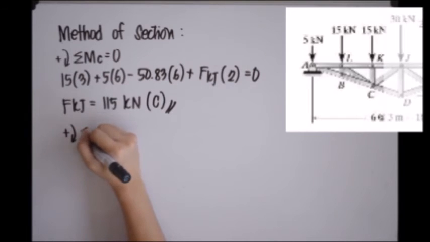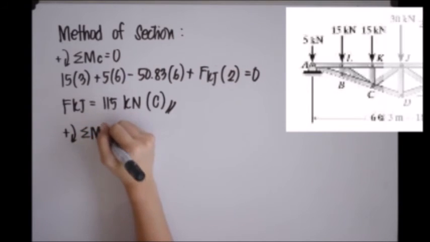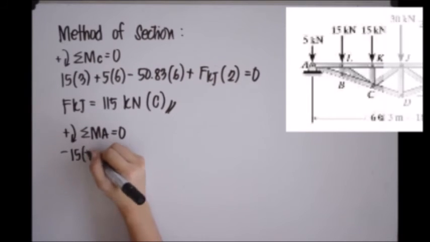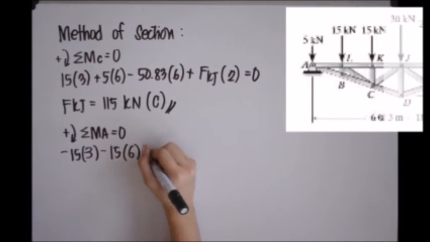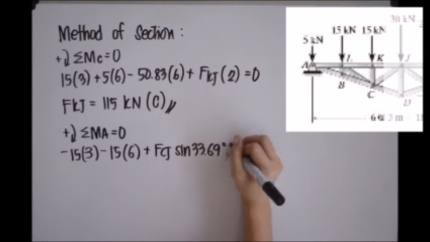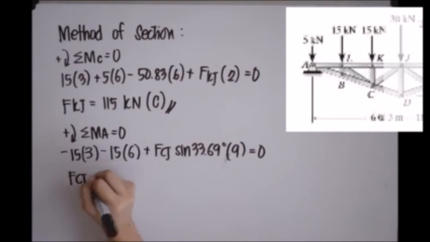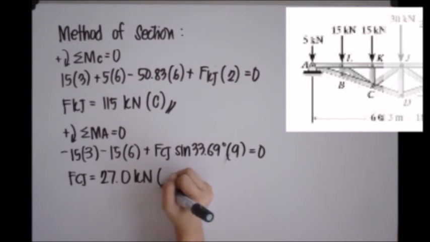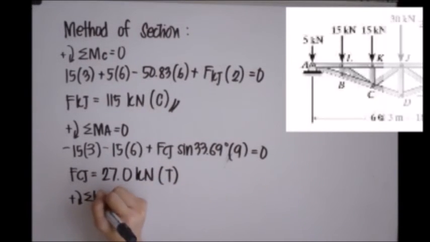Para naman makuha ang CJ, moment tayo sa A. So, summation moment at A is equal to 0. Negative 15 times 3 minus 15 times 6 plus F of CJ times sine 33.69 times 9 is equal to 0. So, F of CJ natin is equal to 27 kilonewtons, which is in tension.